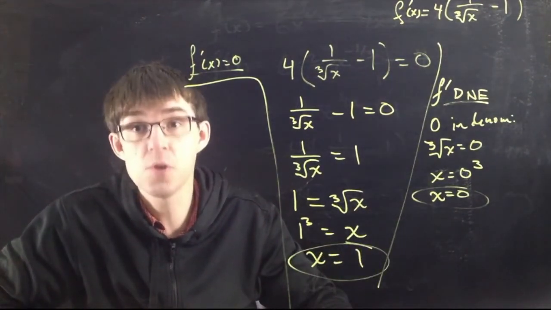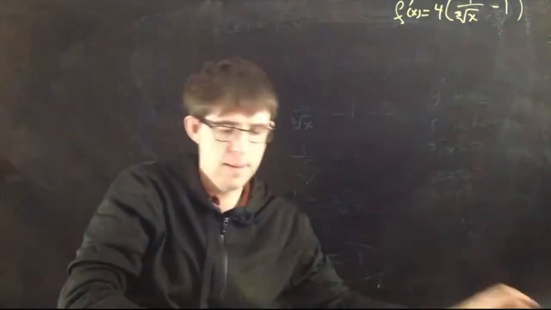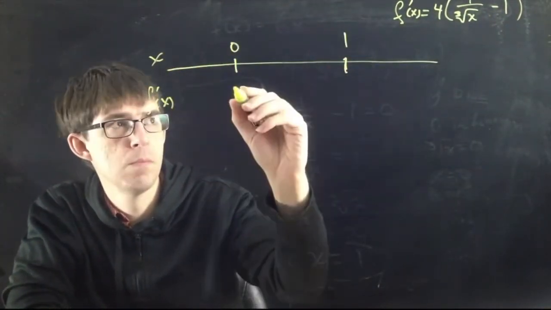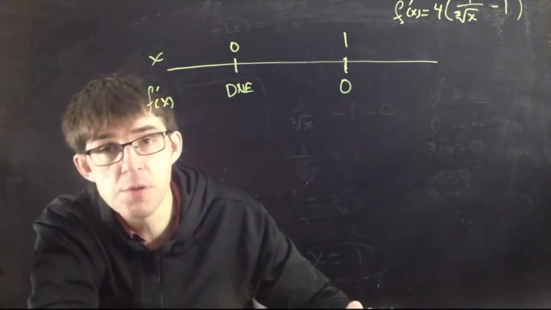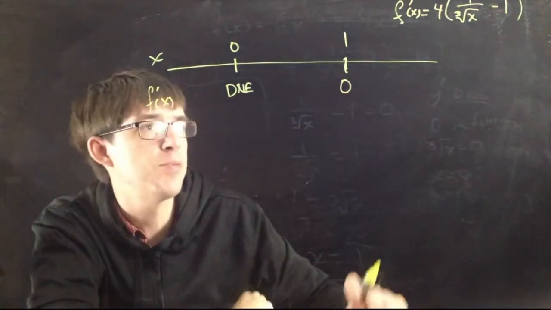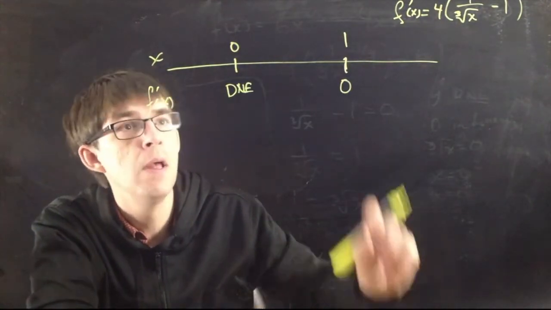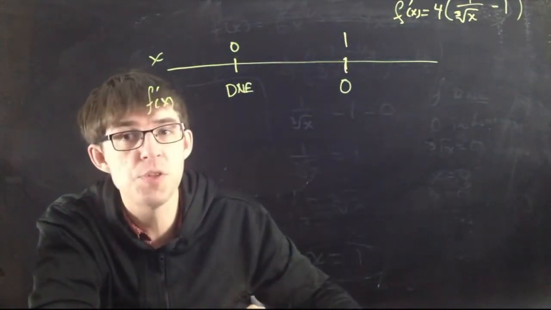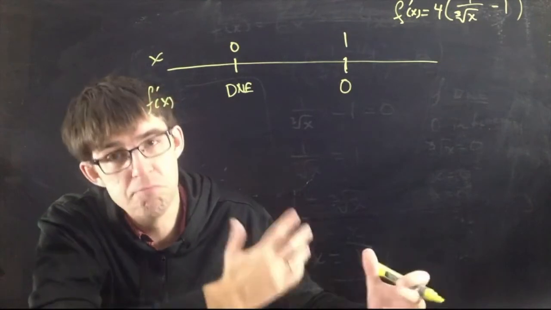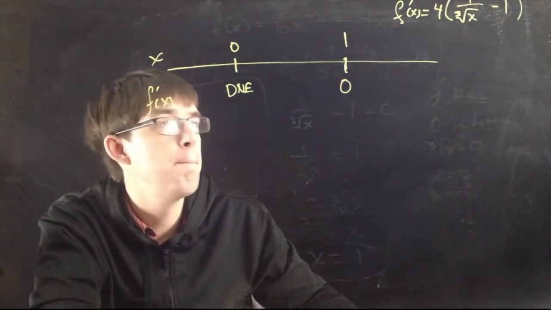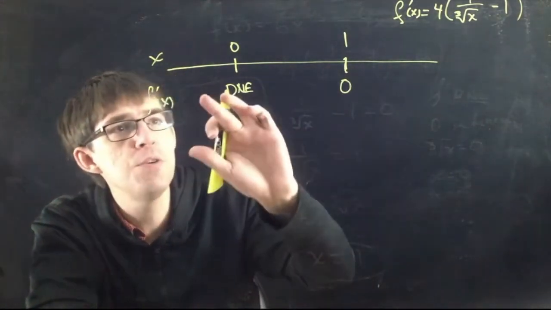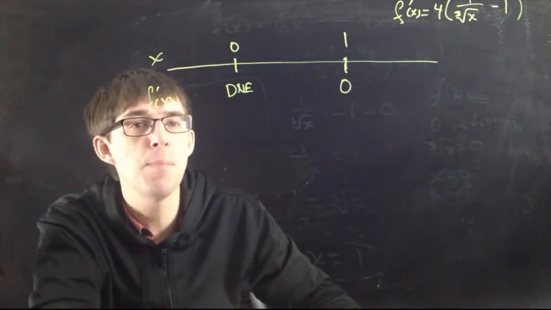All right, let's make the chart. I have two critical numbers. They're of slightly different types, right? X equals 1 is a number which makes the derivative equal 0. X equals 0 is a number for which the derivative does not exist. Okay. What do we do next? We choose numbers in between and plug them in.